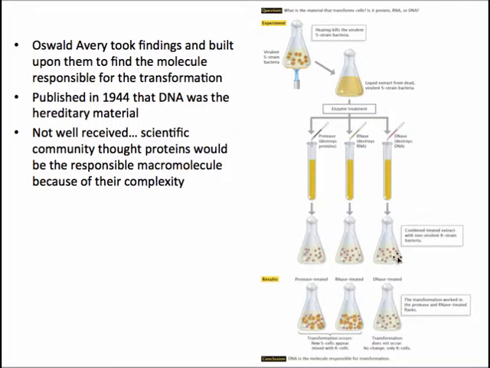And then he took all of that treated S strain bacteria and mixed it with a non-virulent strain, just like Griffith did, and then he looked to see if transformation occurred. So could the R strain pick up and become transformed? And what he found was that without protein around and without RNA, the transformation could occur. So new S cells, the virulent cells, appeared from the non-virulent cells.